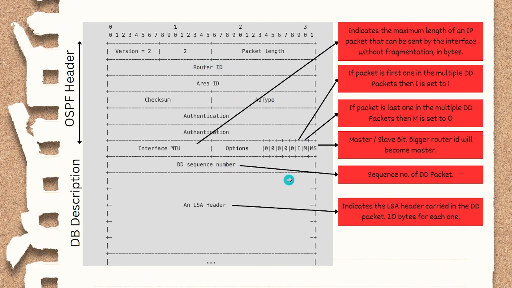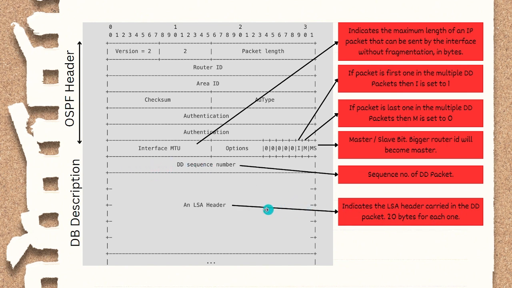Now the next field is the DD sequence number. This is the sequence number of the packet, so that the receiver can arrange the packets in order, in case the packets are not received in order at the receiver side.